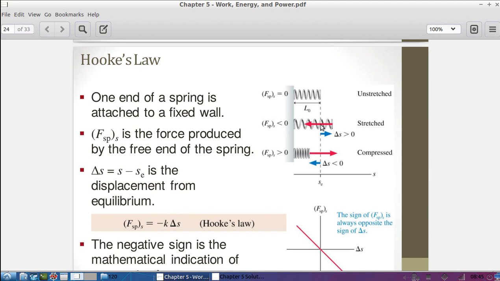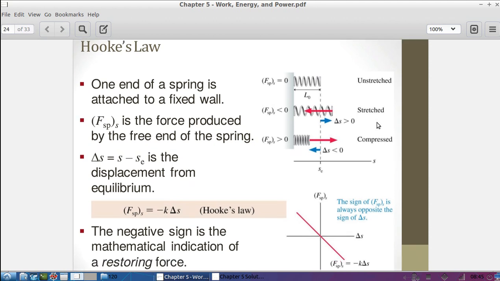It's going to pull back. And the farther you pull it away from x equals 0, the stronger it gets, right? The harder it is to pull it farther away. So the force you're feeling on that spring gets stronger and stronger the farther you are away from this. So it's not a constant force.